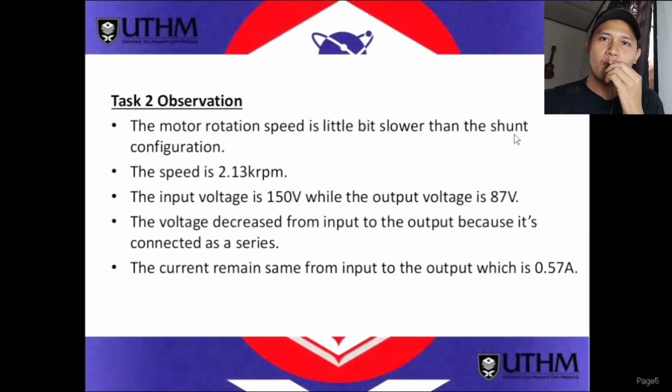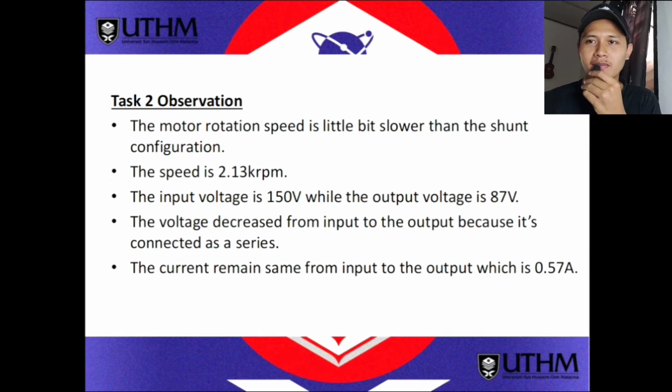When we get the result, we can say that the motor rotation is a little bit slower than the shunt configuration. The speed is 2.13 kilo RPM. The input voltage is 150 volts, while the output is 87 volts. The voltage decreases from the input because it's connected in series. The current remains the same from the input to the output, which is 0.57 ampere.